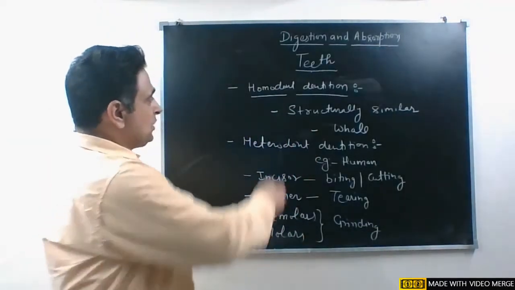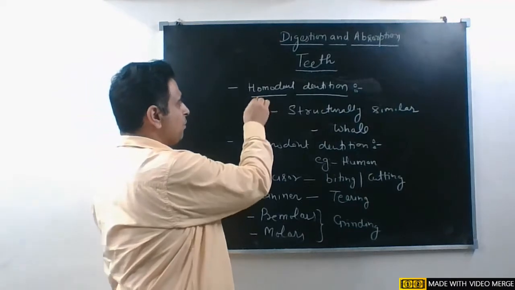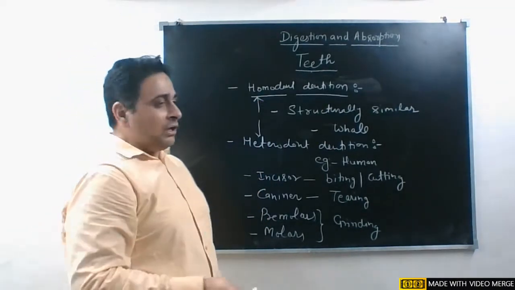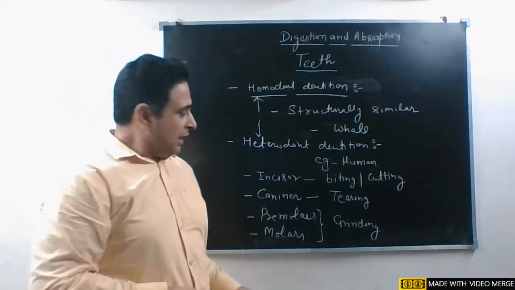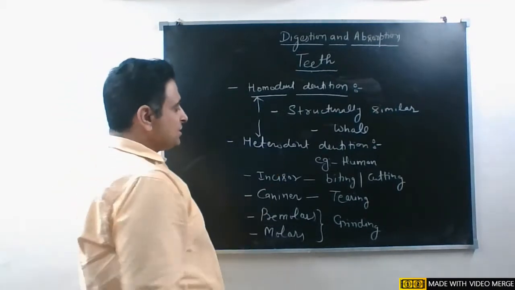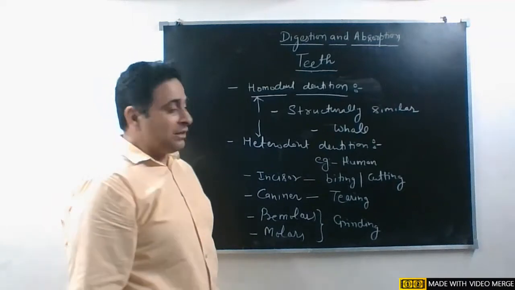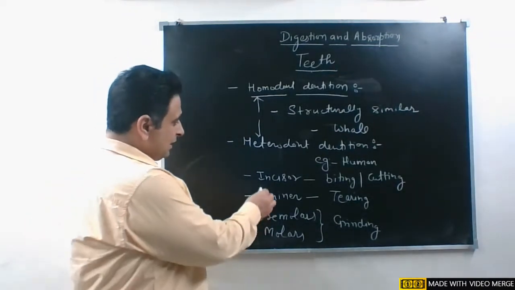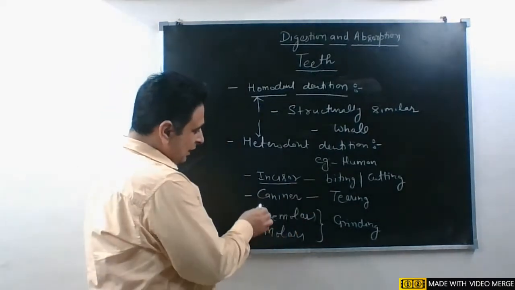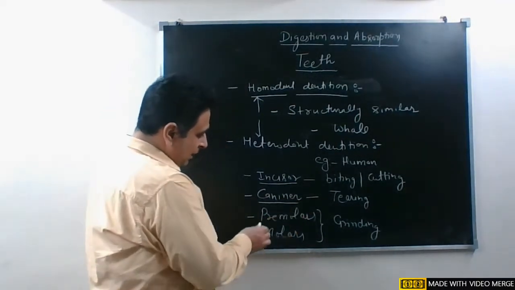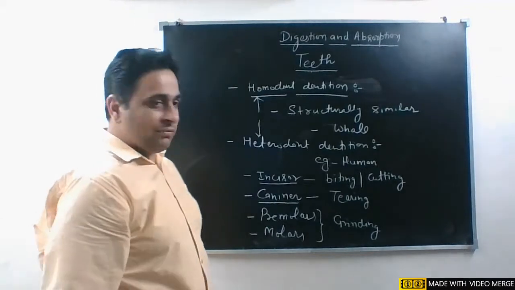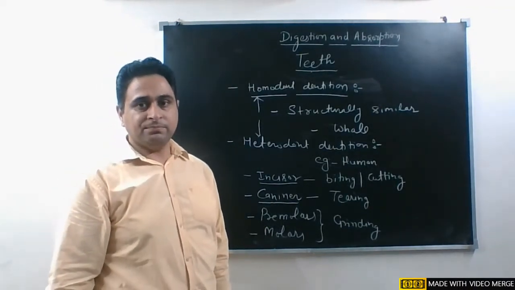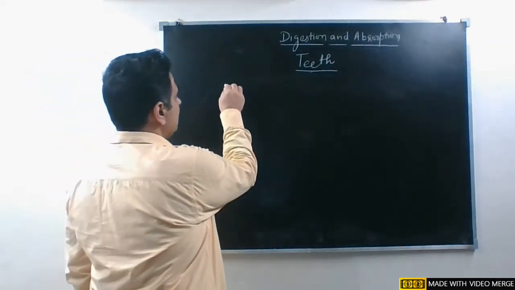So these 2 types of dentition are totally different from each other. In homodont dentition, all teeth are similar to each other structurally, whereas in heterodont dentition, there are different types of teeth in the organism. In humans, there are 4 types of teeth: incisors for cutting and biting, canines for tearing, and premolars and molars are for grinding purpose.